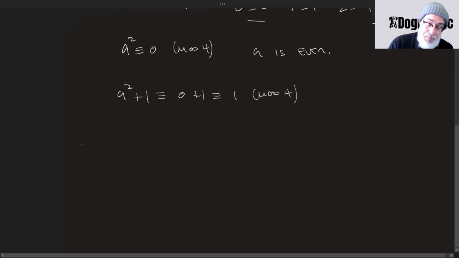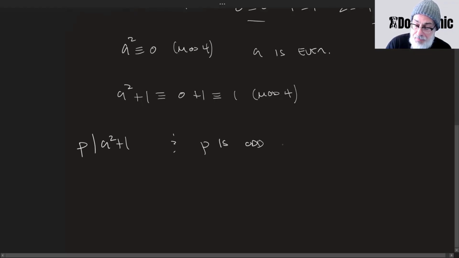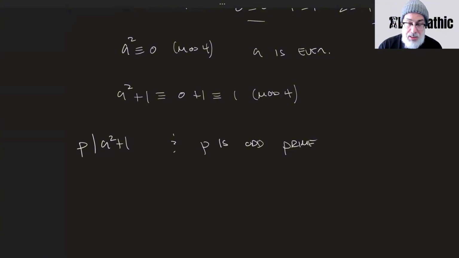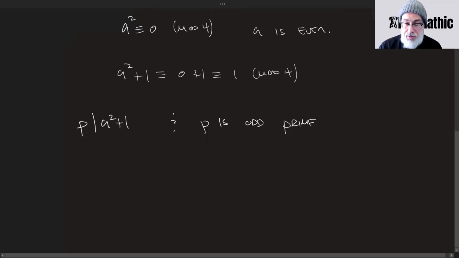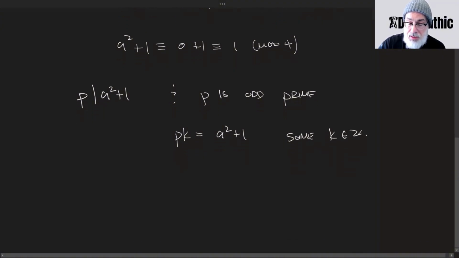Okay, so p divides a squared plus 1, and p is an odd prime. That's why we required a to be even. So if I add 1, we have something that's odd. Now I can put a squared plus 1 in terms of p. By definition, anything that divides something is an integer multiple of it. So pk, let's say, is a squared plus 1 for some integer k. Does that get us what we want?